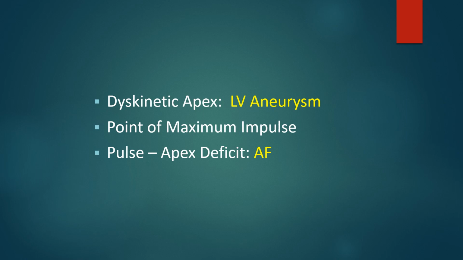Point of maximum impulse is sometimes checked when the apical impulse is diffuse and difficult to localize. Pulse apex deficit is a term used in atrial fibrillation to note the difference between pulse rate and the rate of apical impulses.